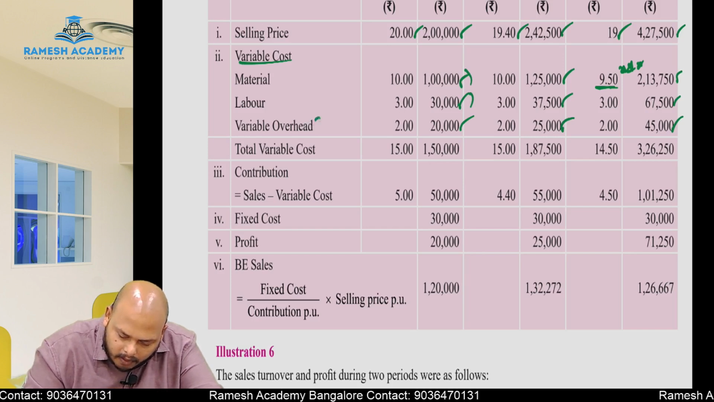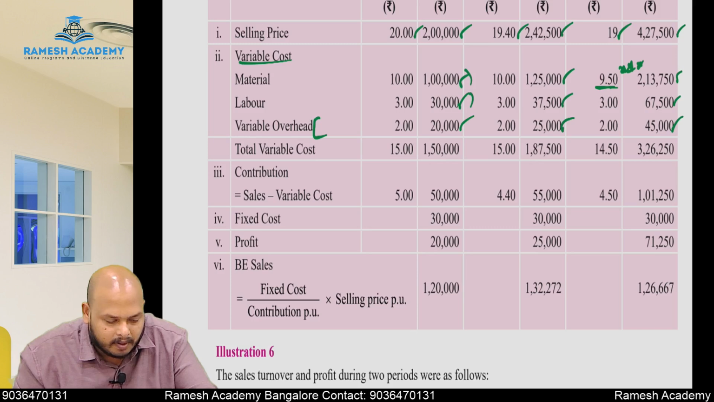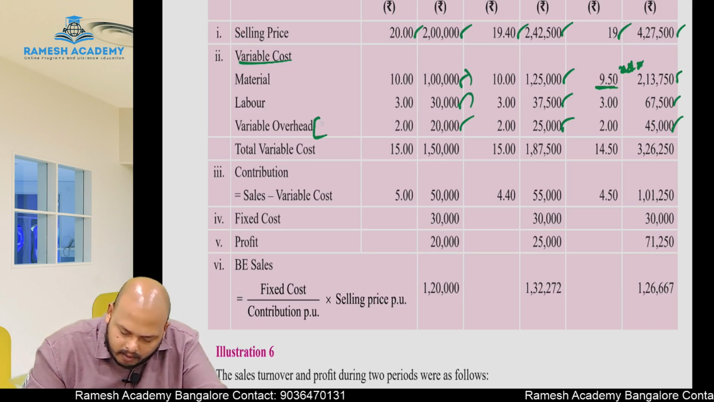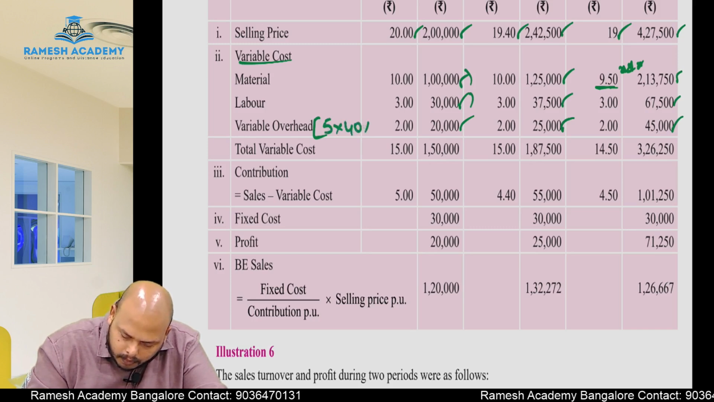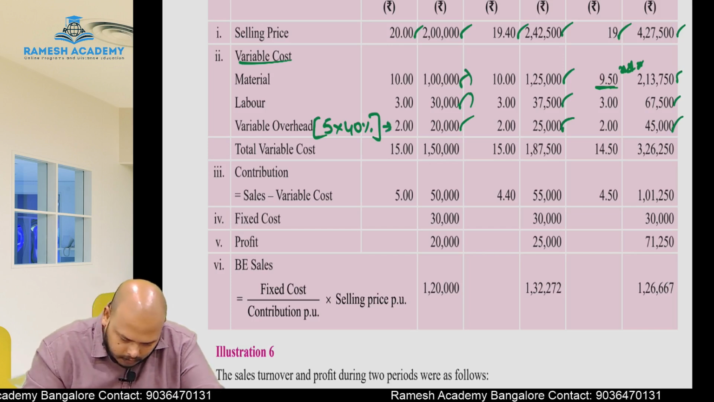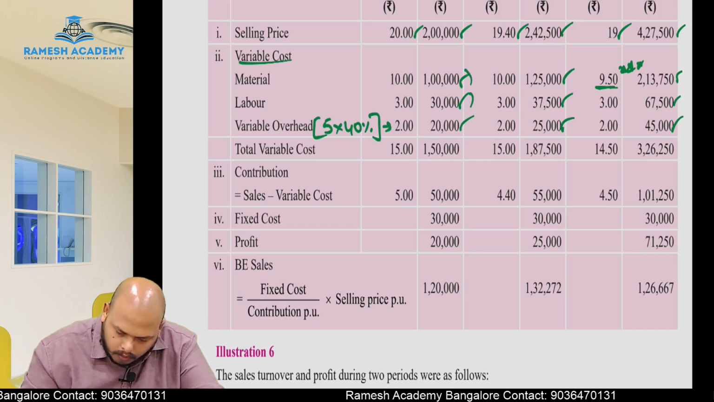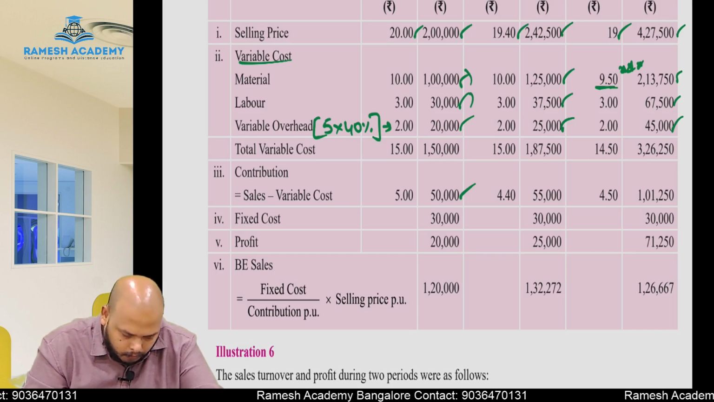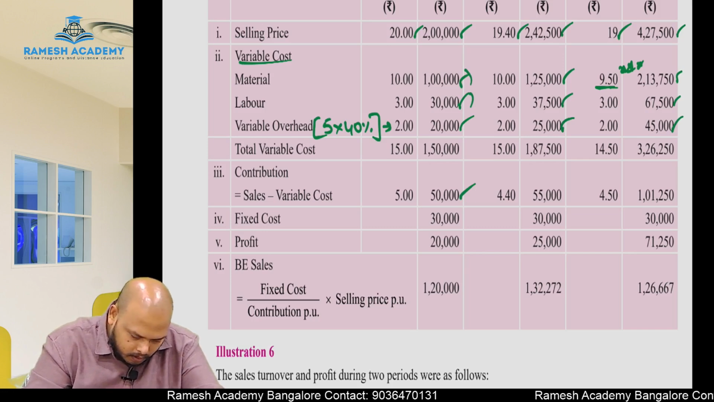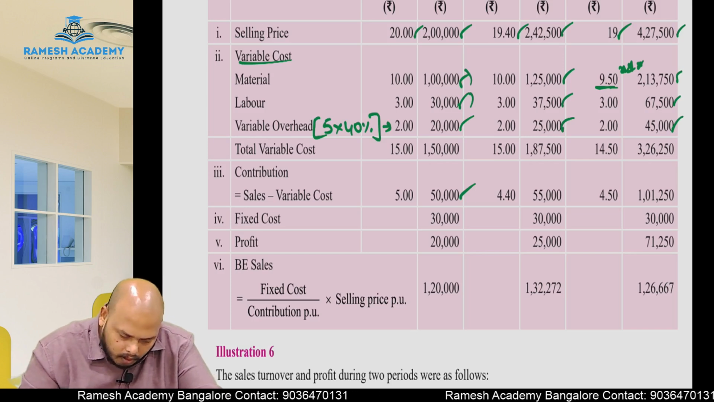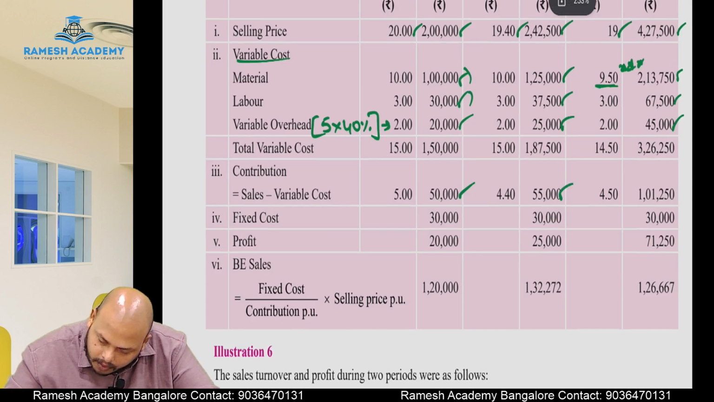This variable overhead, did you understand, ma? 2 rupees, how did it come? Because in the given question he said overheads are 60% fixed, 40% variable, na? 5 into 40%. That is how he got 2 rupees, ma. Okay, na? Minus 20,000. So how much is the contribution, ma? 50,000. Next, 2,42,500 minus 1,25,000 minus 37,500 minus 25,000. How much, ma? 55,000 is the contribution here.